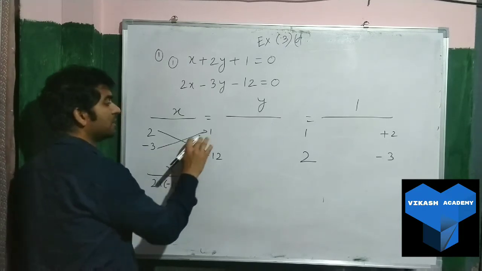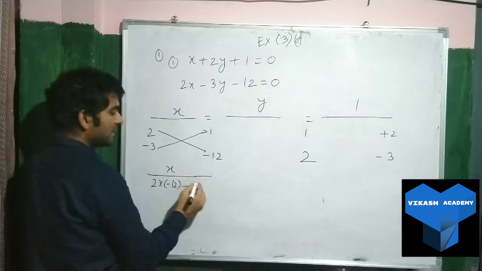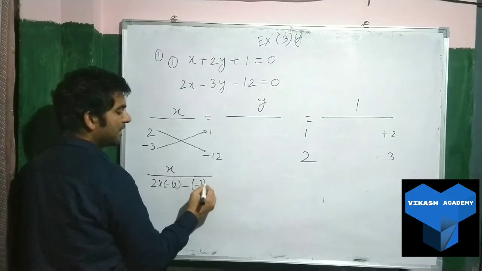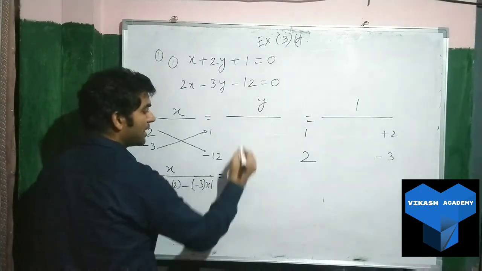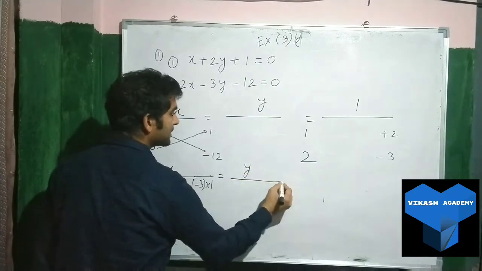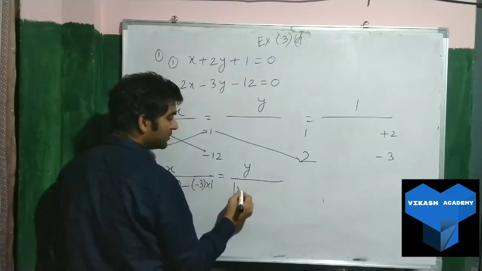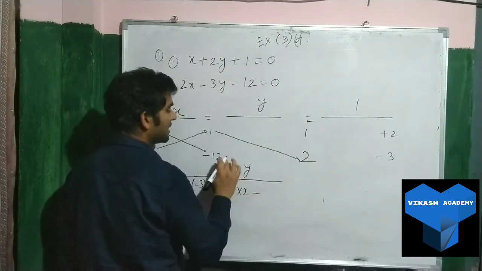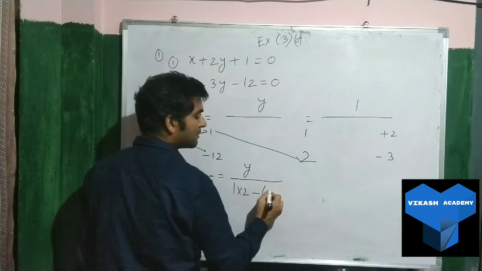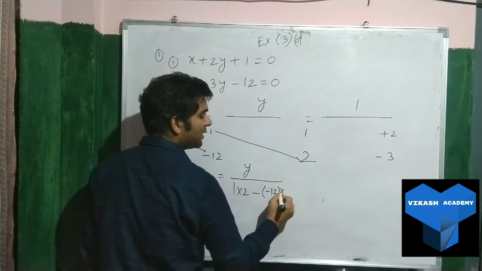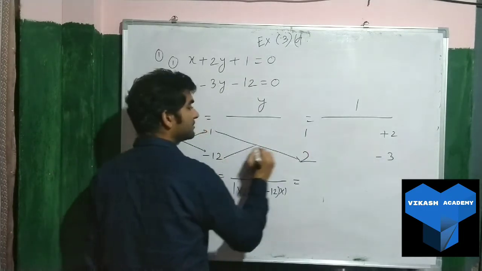Then from downside, it will go up. First minus, and since the minus sign is there, you write in bracket minus 3 into 1. Equal, y will be y by, then 1 goes with 2, so write 1 into 2. Minus will be minus, so minus 12 into 1, put in bracket minus 12 into 1.